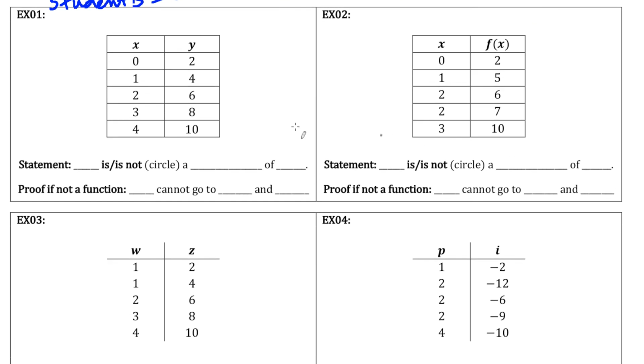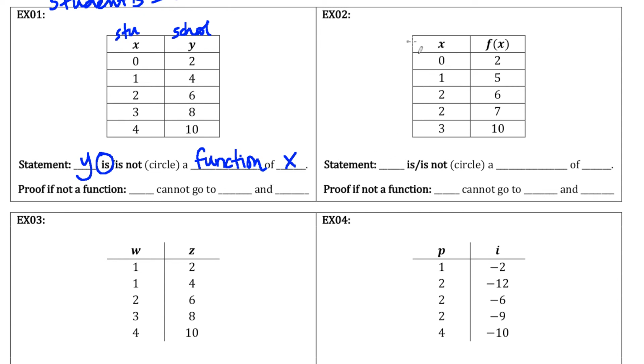Example number 1. Remember, these are students and these are schools. So student 0, 1, 2, 3, 4 goes to school 2, 4, 6, 8, 10. So each student goes to a different school. That's fine. So y is a function. Y is a function of x. And we skip this because it was a function.